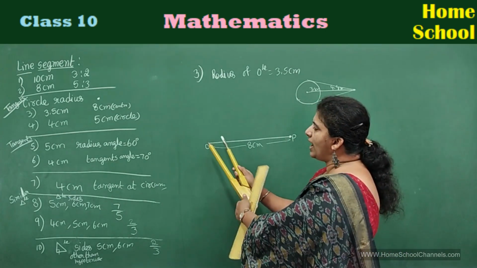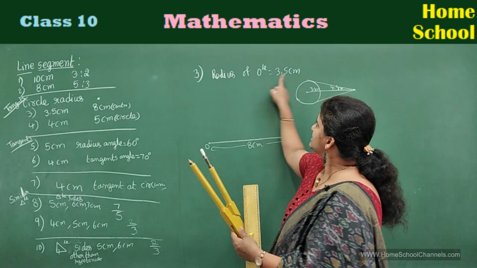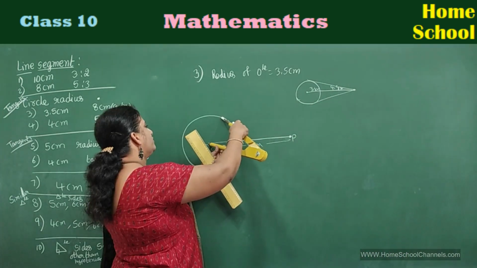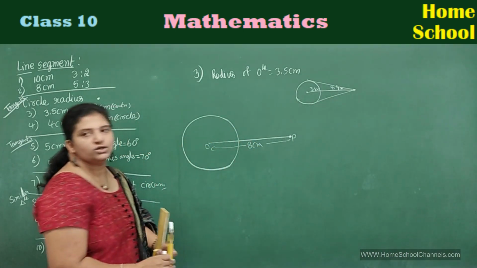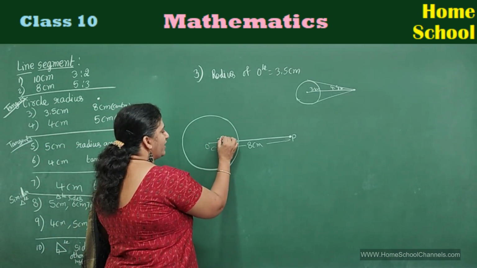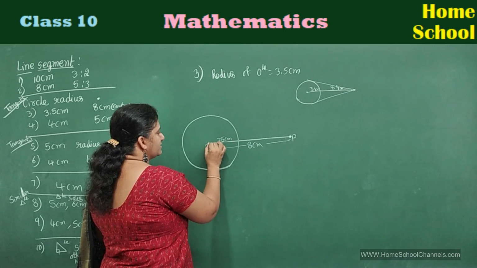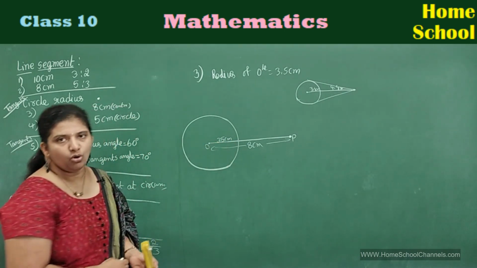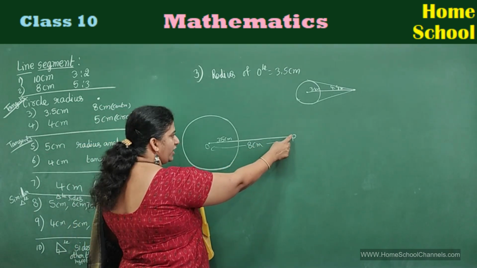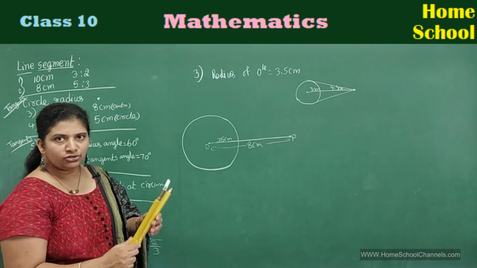Now with O as the center, what is the circle radius? 3.5 centimeters. Draw a circle. This is 3.5 centimeters. I have drawn a circle from center O. Now we need to draw the tangents from this point, right? How do we need to draw?